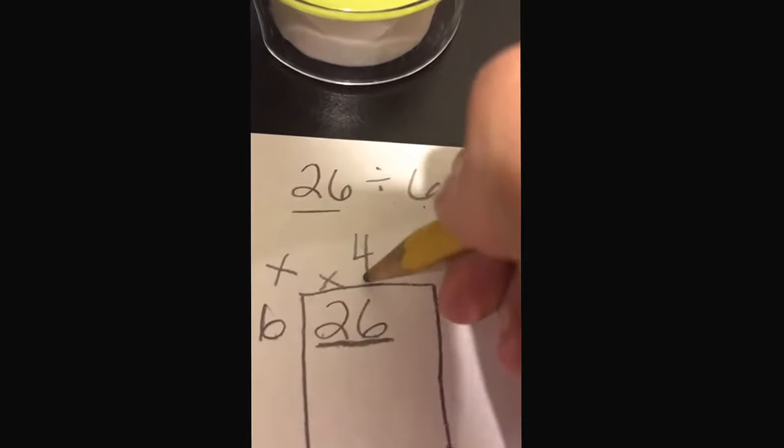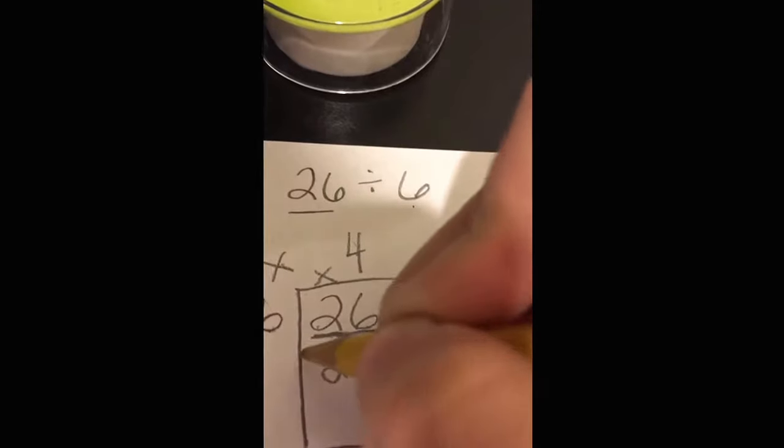So we see now that we can stop because we're looking for 26. We've gone up to 30. So we're going to pick the number that is closest but does not go over. So that's going to be 24. So then we're going to see how many times did we count. 1, 2, 3, 4. So we're going to come over here. We're going to say times 4.